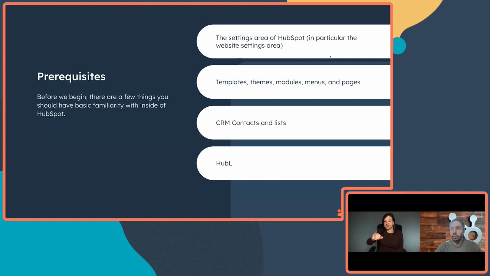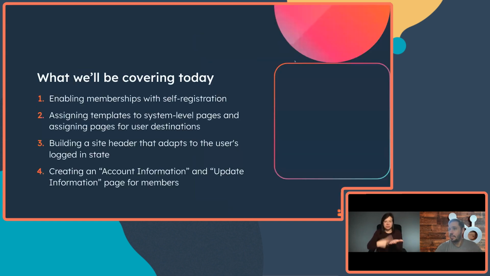Now we'll review what we're going to be covering today. First, we'll review how to enable memberships with self-registration for your domain. Then we'll review where you go to assign templates from your theme to system-level pages for memberships, and also how to assign pages for user destinations, such as after a user logs in. After that, we'll cover how to build a site header that adapts to a user's logged in state. And last, we'll cover how to create an account information and an update information page for users.